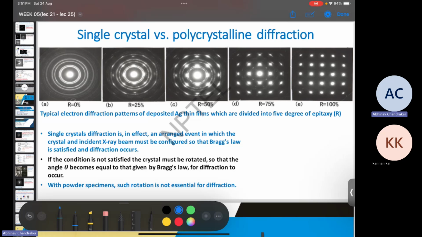Here we see that we have 5 images. The fifth one corresponds to almost a single crystal, that is epitaxial growth, that is a textured growth or single crystal growth. And the first one corresponds to a random polycrystal where you almost have 100% randomness. So you are seeing uniform rings.